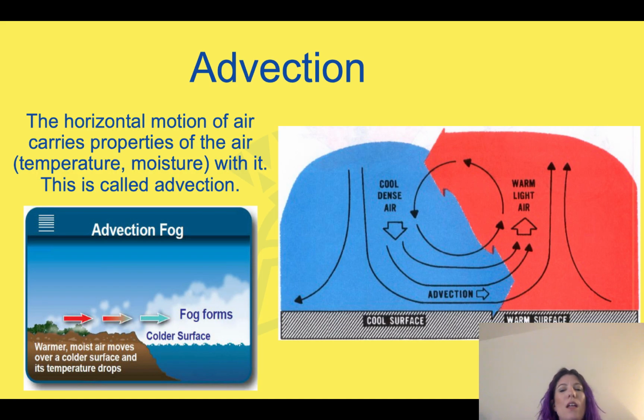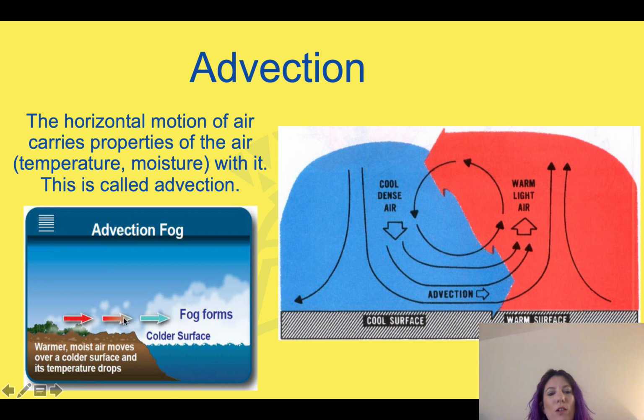Okay. So we have convection, which is that vertical rising motion, but we also have advection, which is a horizontal motion. Advection can carry properties of the air with it. Right now we're talking about temperature, but it could be moisture as well.